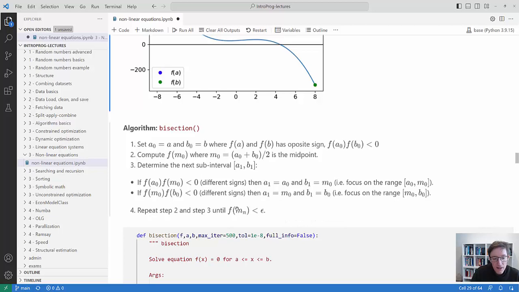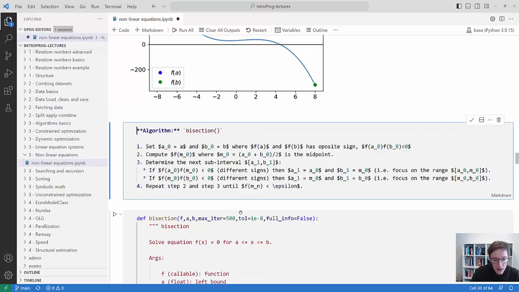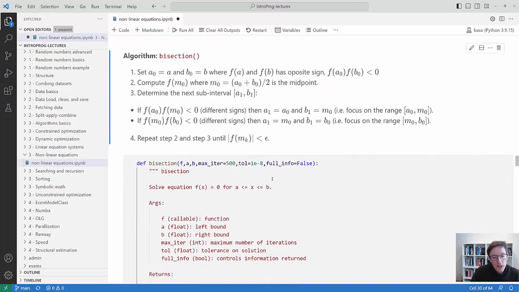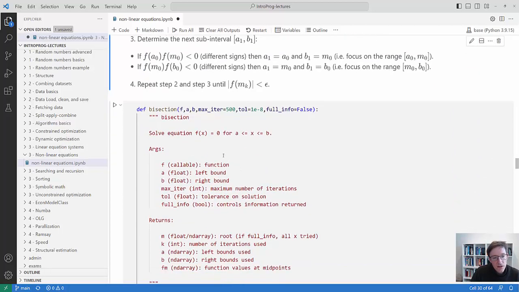our function value at M here is less than the tolerance. And this is actually not quite right. If we should do this completely right, then we should take the absolute value here, and we should also call it K as we did above. Okay, so let's look at an implementation of this.